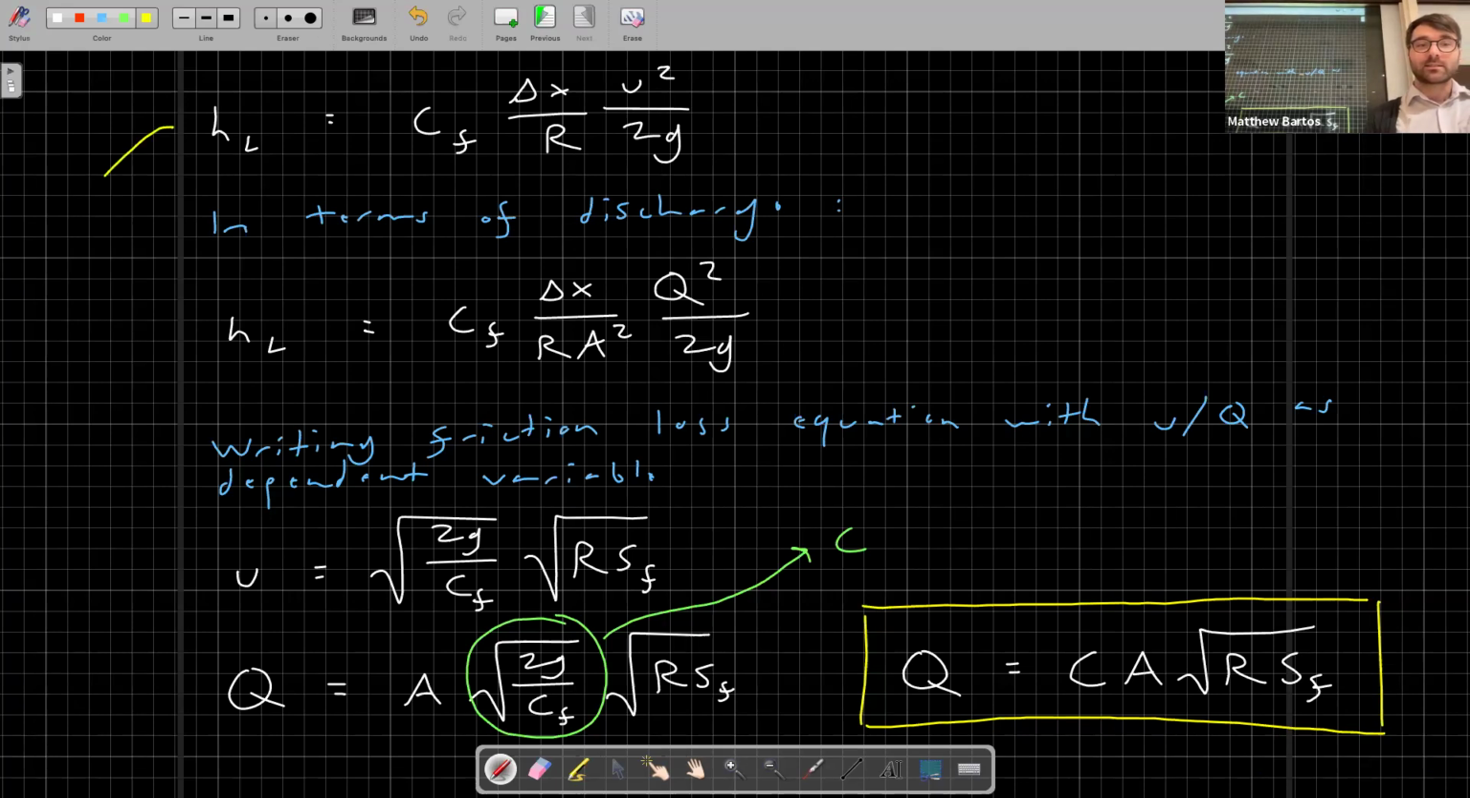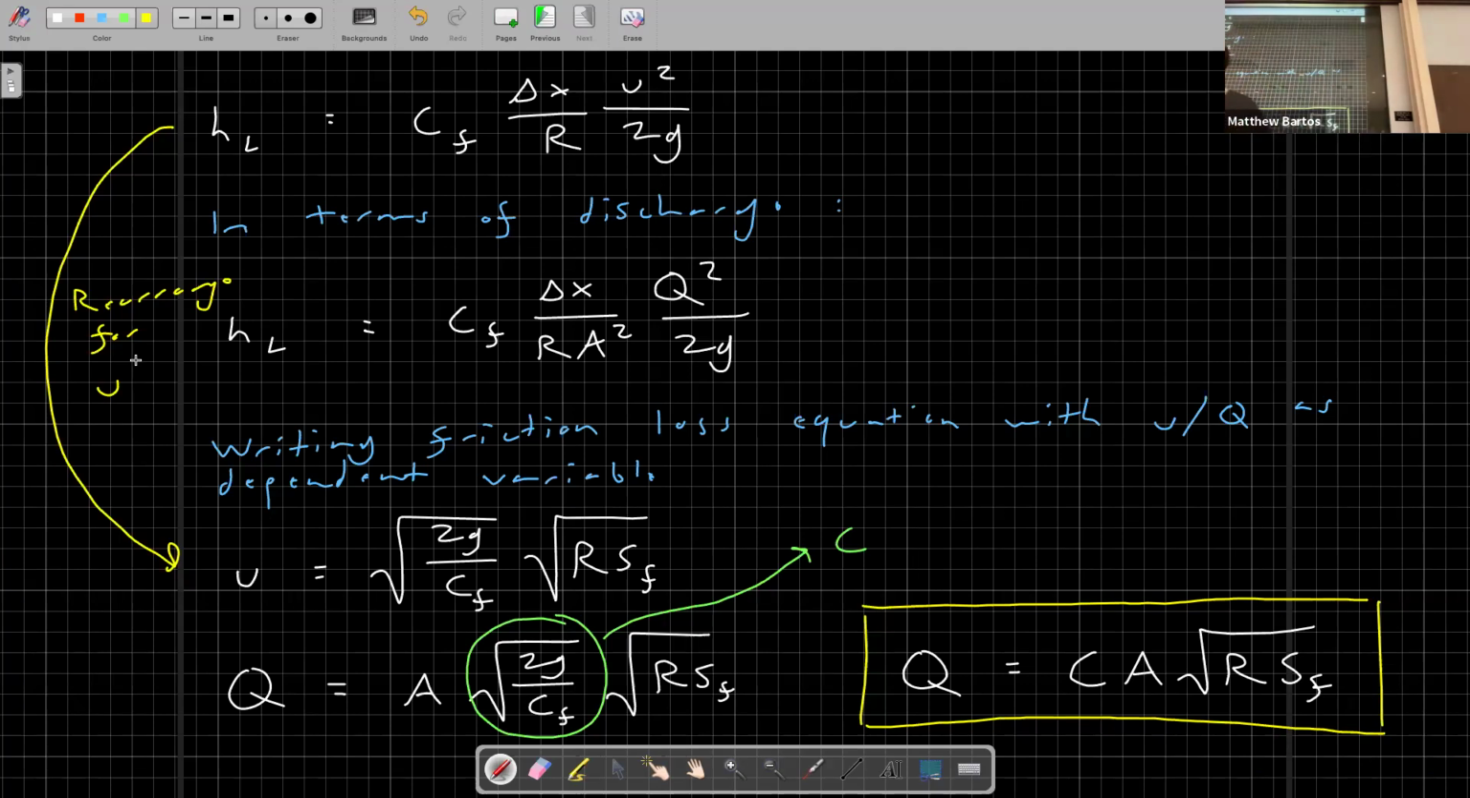Yeah, so I took this equation here and I just rearranged for the velocity. Where did delta x go? So what's the relationship between the friction slope and the head loss? The distance. Right, so I divided by the distance delta x to get the friction slope instead of the head loss.